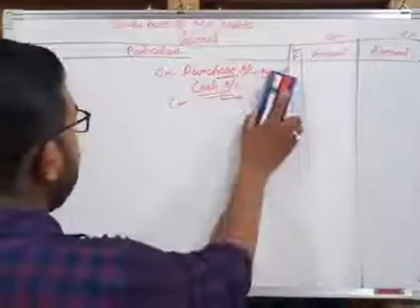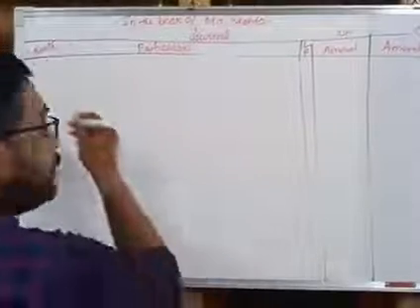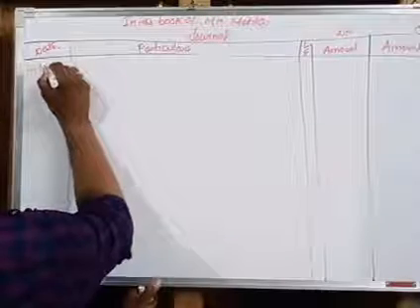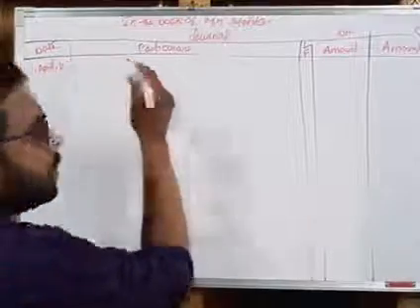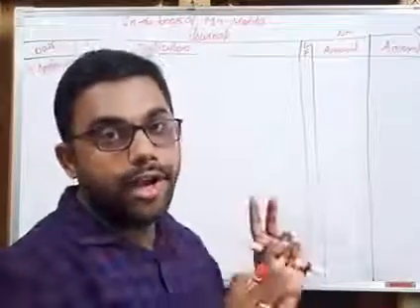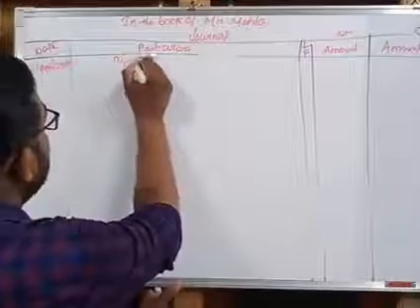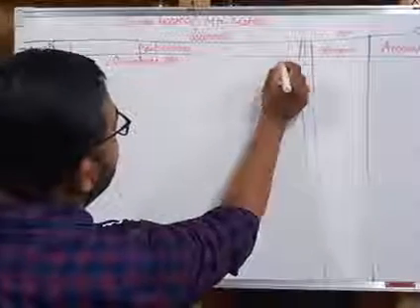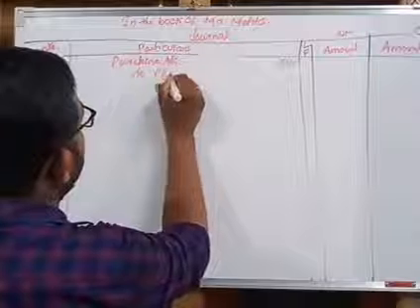Okay, so now we have identified how we can write. We can write like, what is the date of the transaction? 4th April 2020. What is first? The debit aspect we will write first, then the credit aspect. So what is the debit? Purchase account. Purchase account debit, to, Dr. means debit, to cash account.